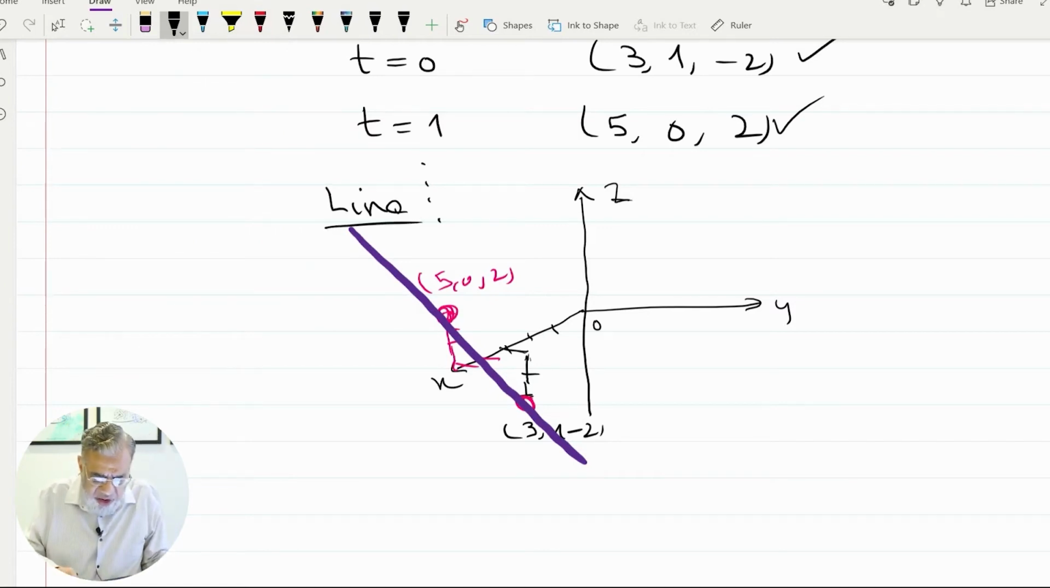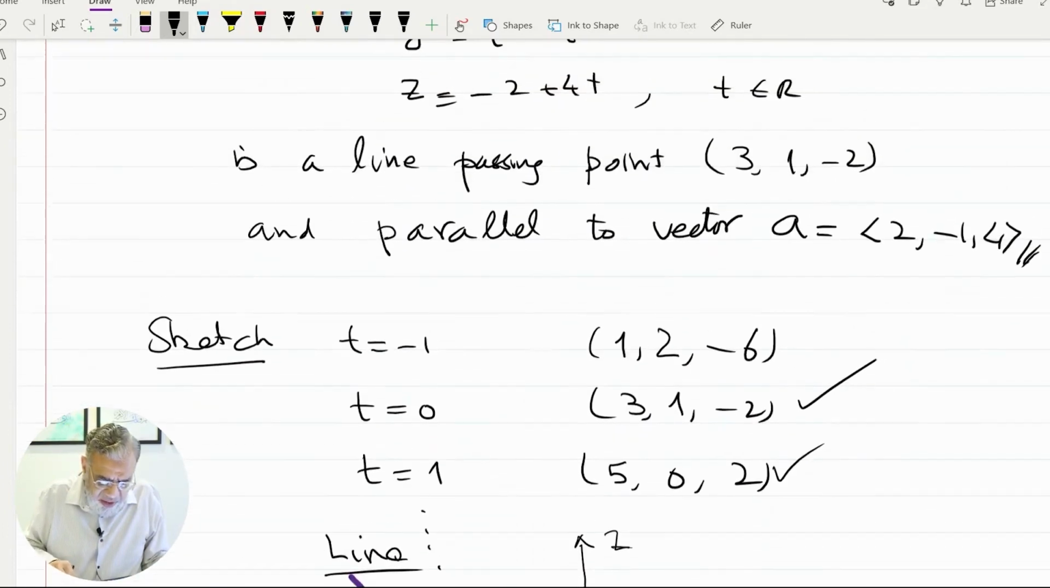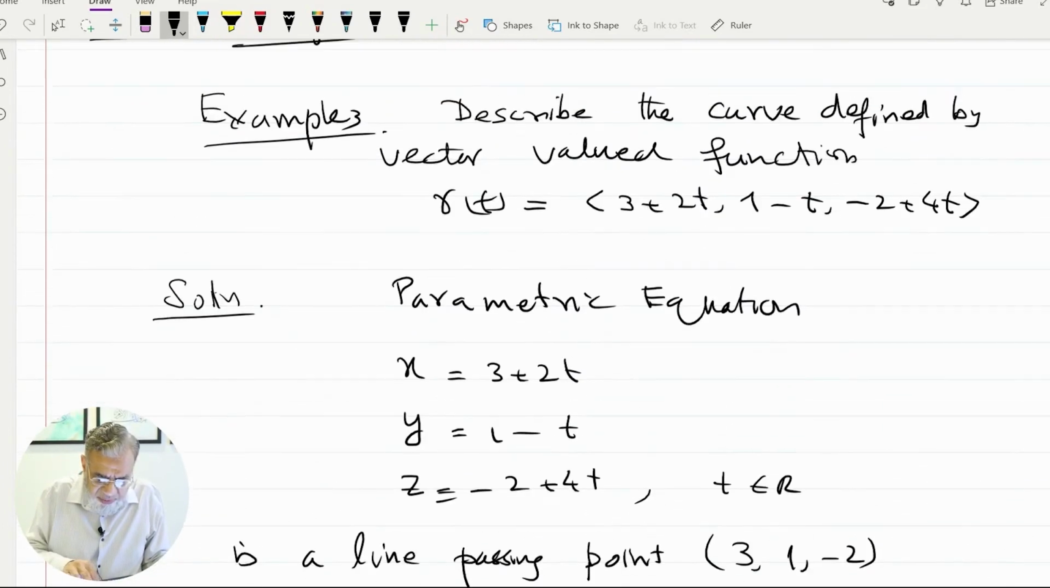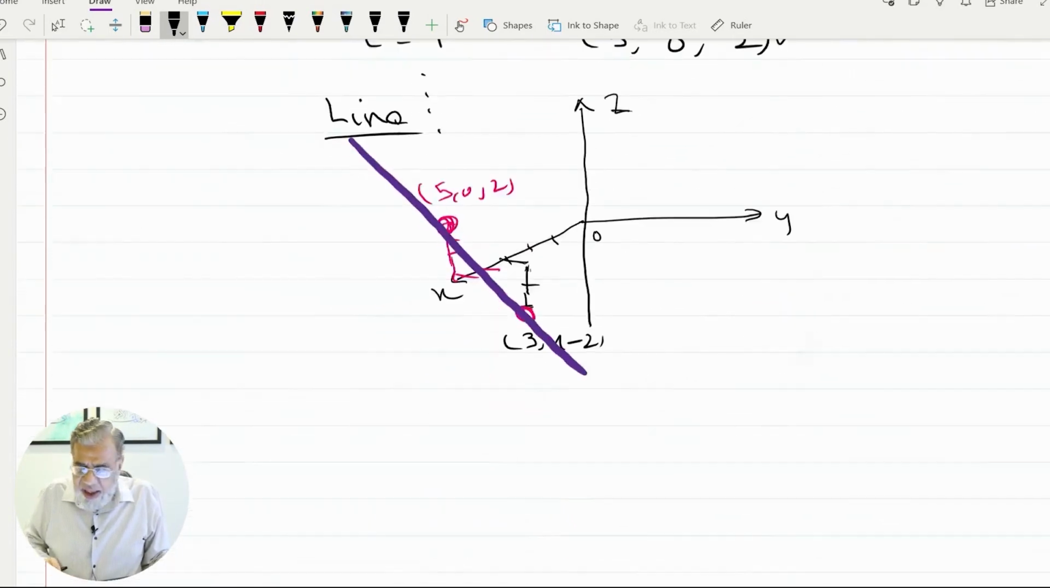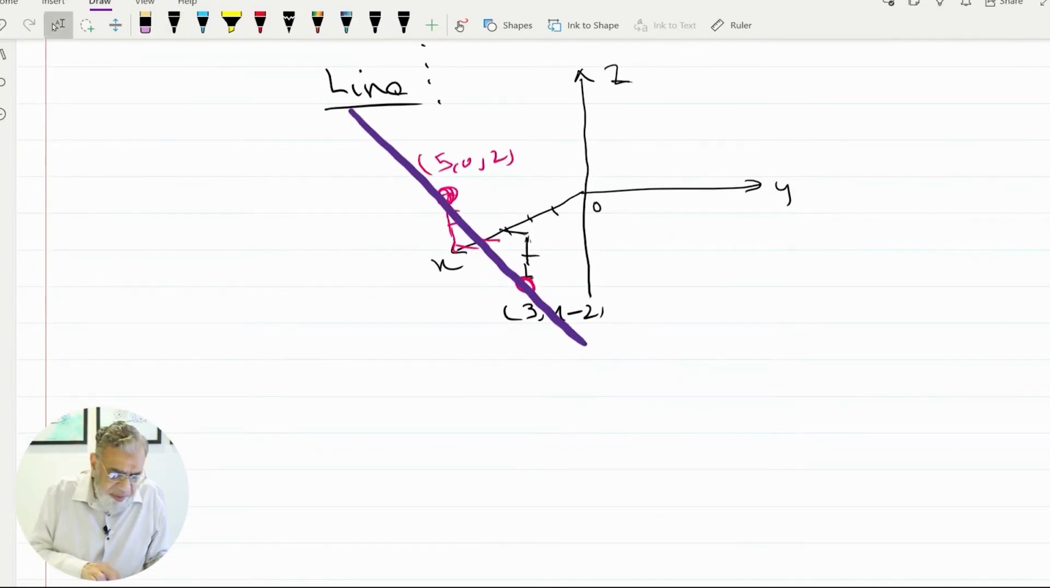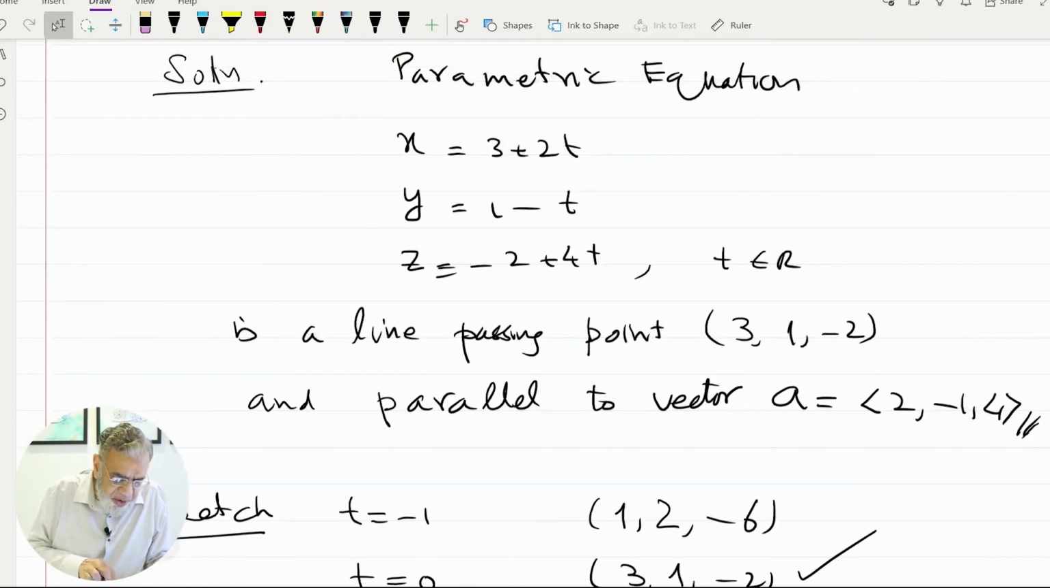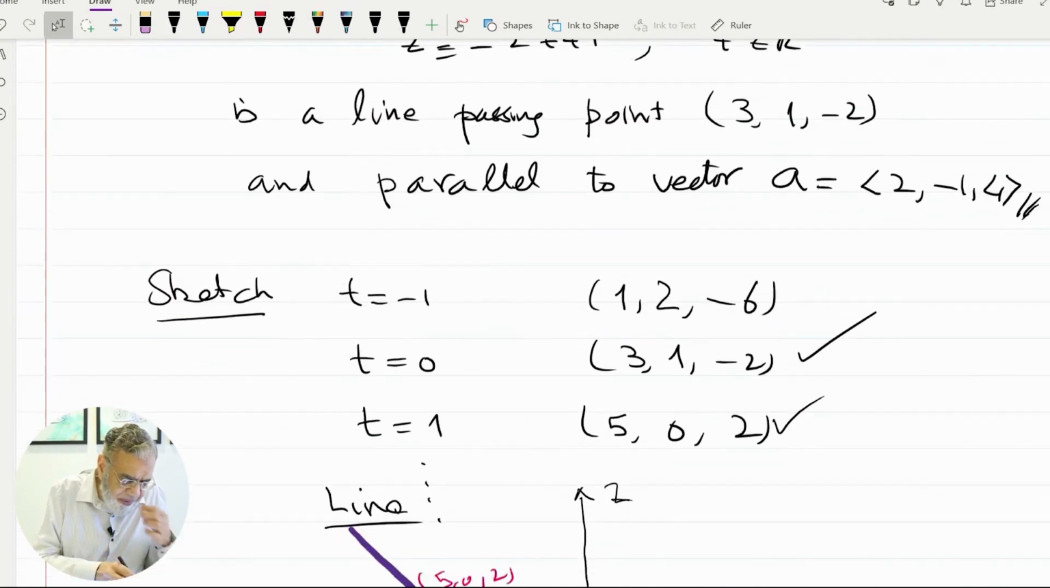The equation of this line is given to us here as the parametric equation: 3 plus 2t, 1 minus t, and minus 2 plus 4t. This is my equation. I take another example different from this one. This was example 3. Now I'm going to take example 4.